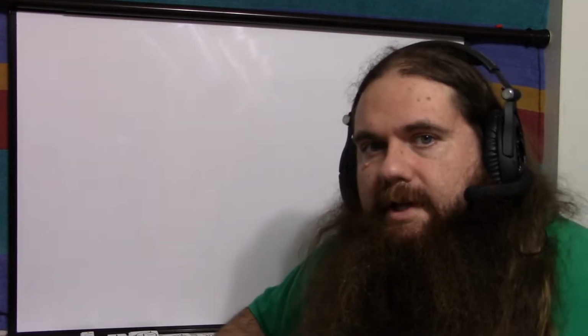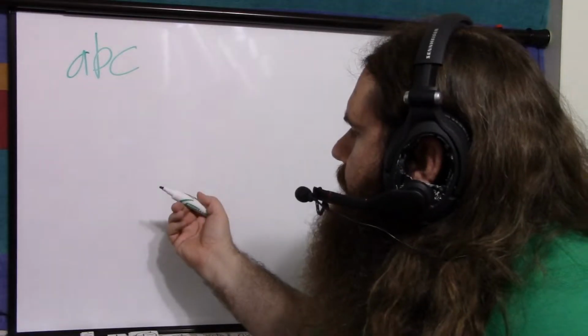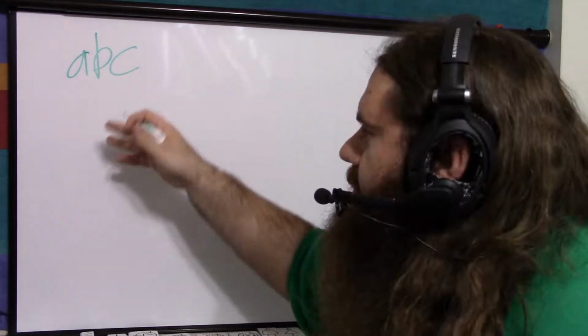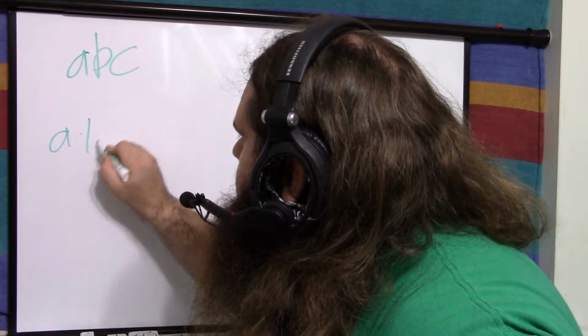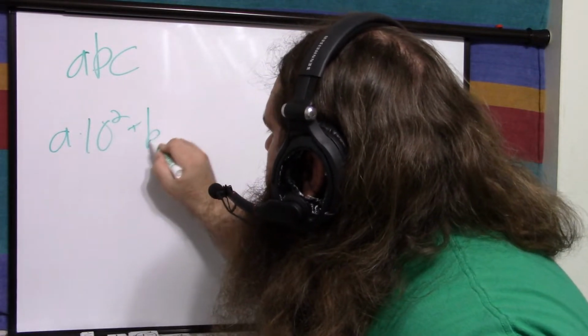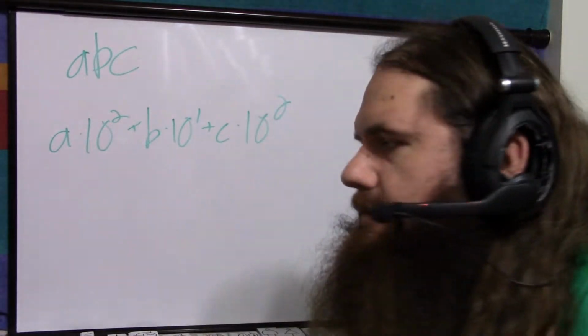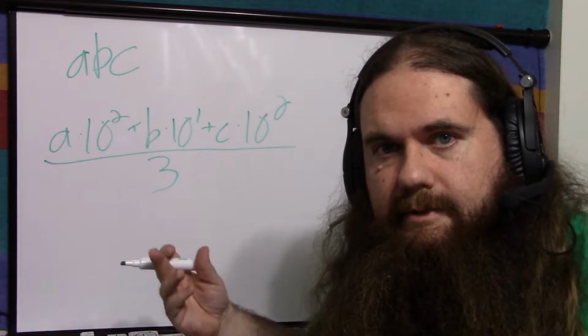So let's have a 3-digit number, ABC. So if we had 342, A would be 3, B would be 4, C would be 2. Positional notation is A times 10 to the 2 plus B times 10 to the 1 plus C times 10 to the 0. Nice and easy. So we want to divide by 3. Well, it's not a factor of the base, so what do we do now?